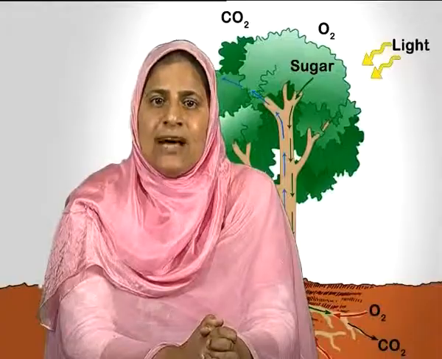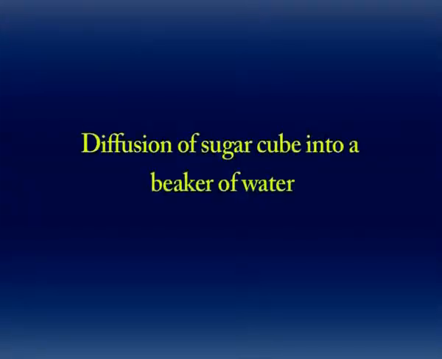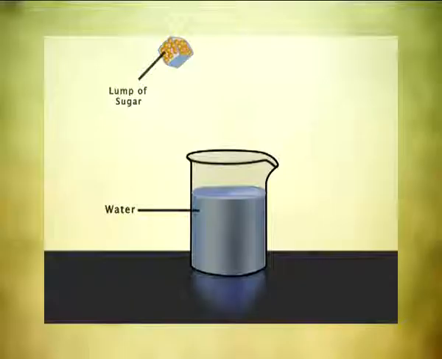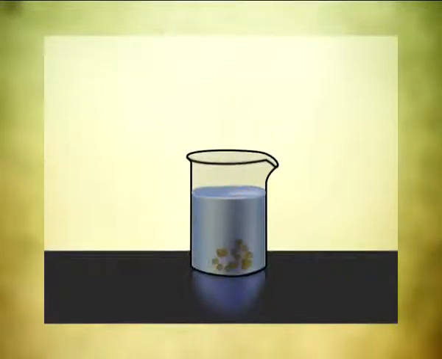Let us take the example of diffusion of a sugar cube into a beaker of water. When a lump of sugar is dropped into a beaker of water, it starts dissolving. To begin with, a greater concentration of sugar particles is seen around the crystal and minimum in distant areas. The sugar particles move from areas of higher concentration to areas of lower concentration. The process continues till the solution becomes homogeneous.